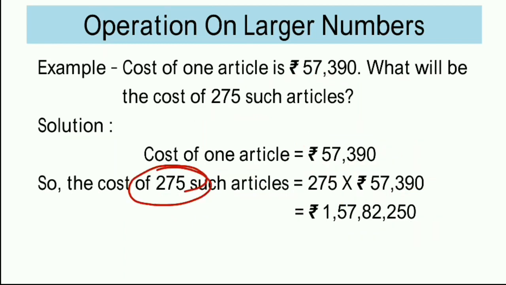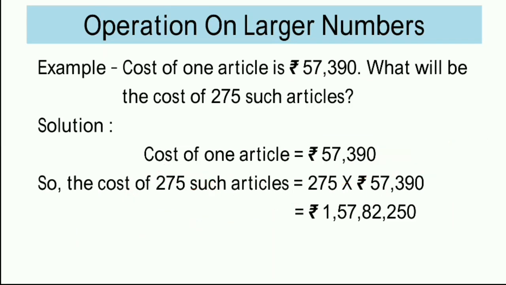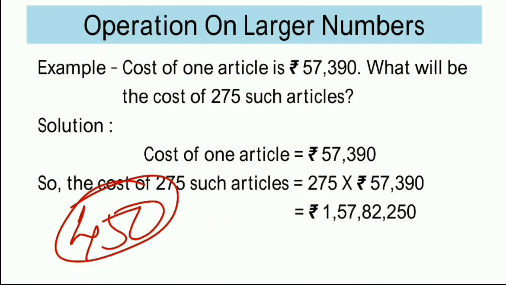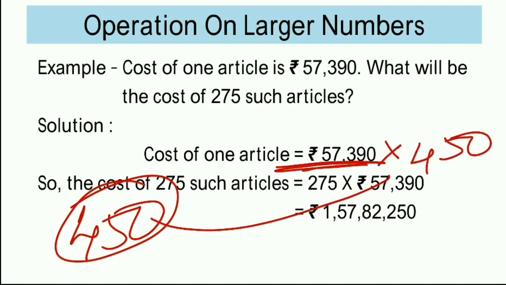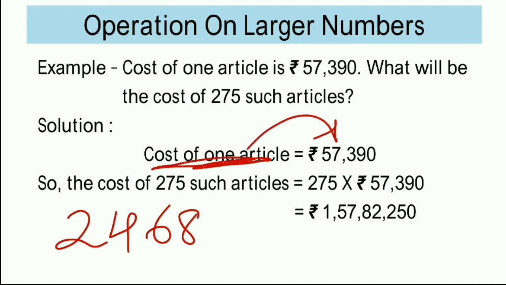If you have to find out the cost of 300 articles, then what will you do? Cost of one is this much, then cost of 300 will be this much into 300. Very easy. If you have to find out the cost of 450 articles, the cost of one article is this much and you multiply by 450, then you will get the result. If you have to find out the cost of 2468 articles of the same kind, then the cost of one article is given and you will multiply by this much.